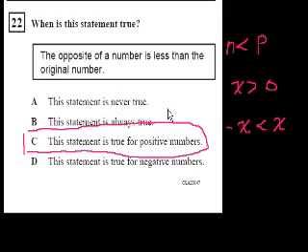It's definitely not never true. We showed a case where it's true. If I have positive 3, negative 3 is less than that. Statement B, the statement is always true. Well, no, if we start with negative 3, the opposite is going to be larger. The opposite is going to be positive 3. And D, the statement is true for negative numbers. No, it's not. Negative 3, the opposite is 3, and that's larger than negative 3.